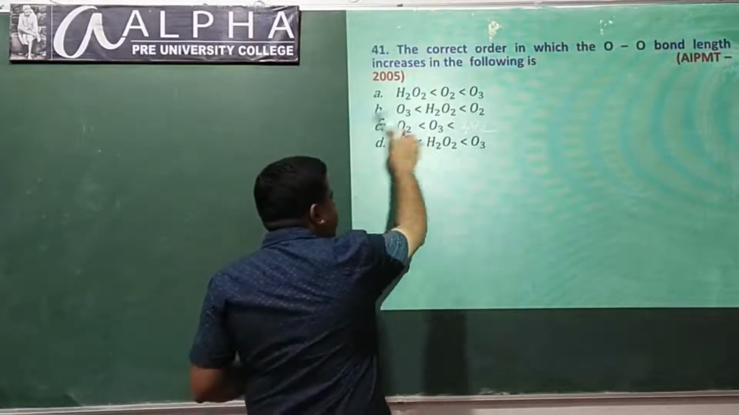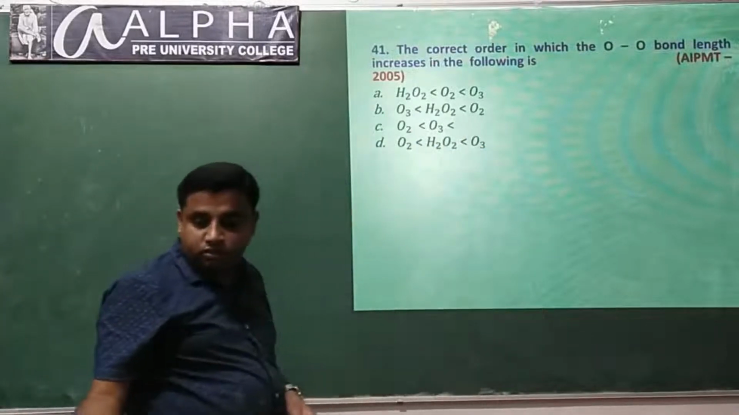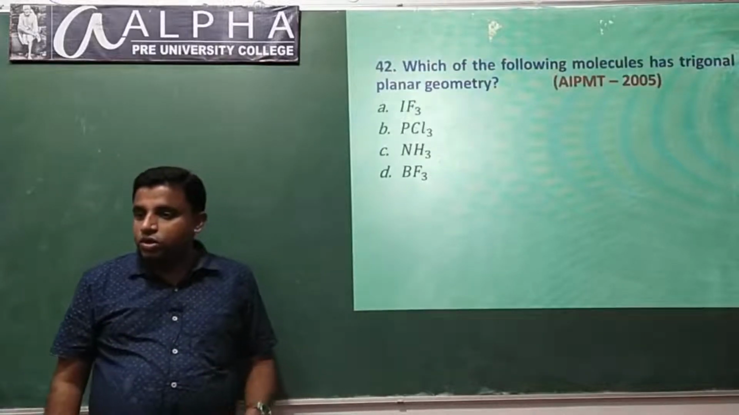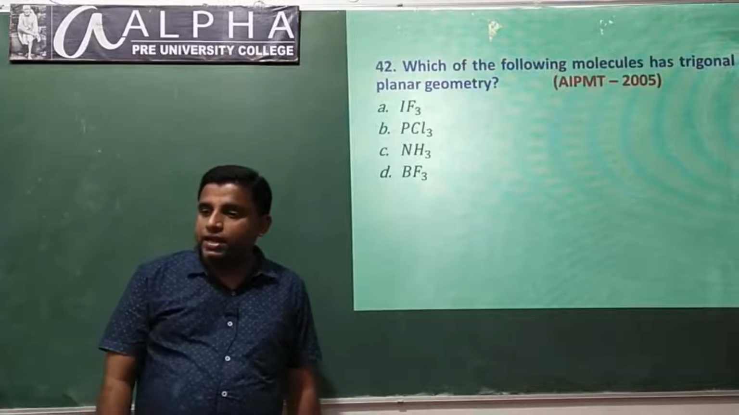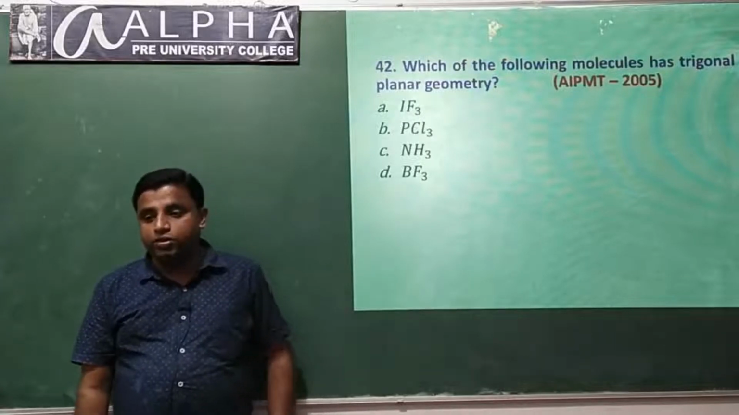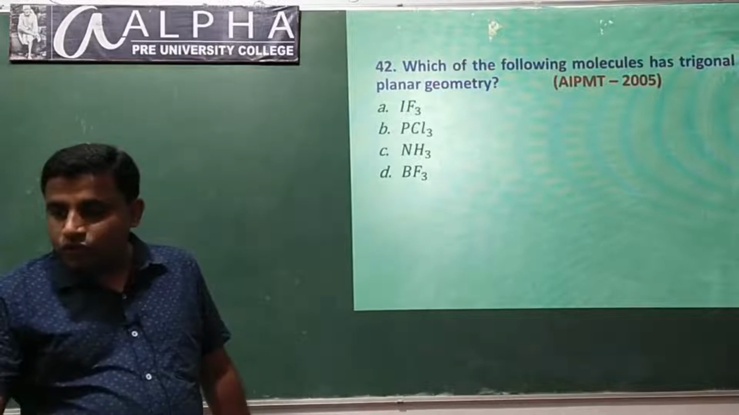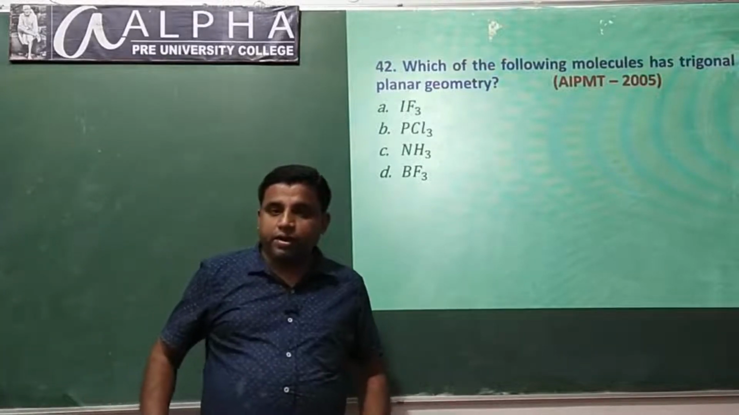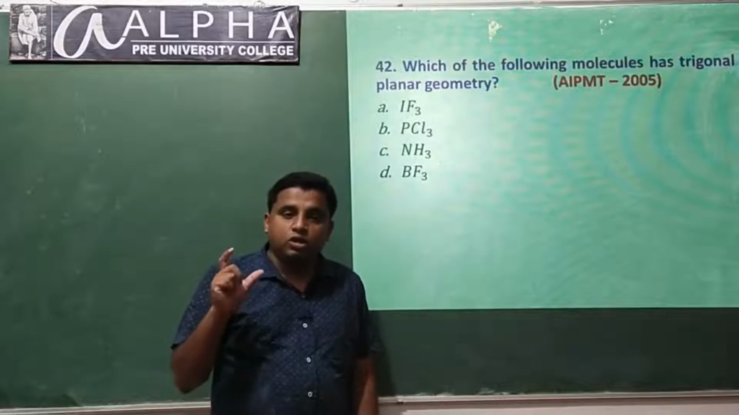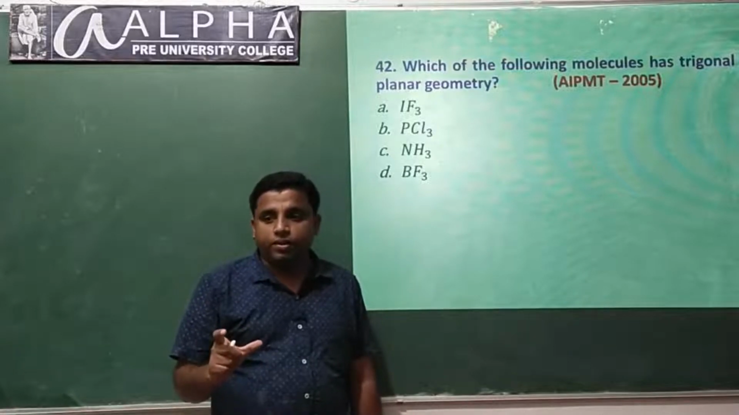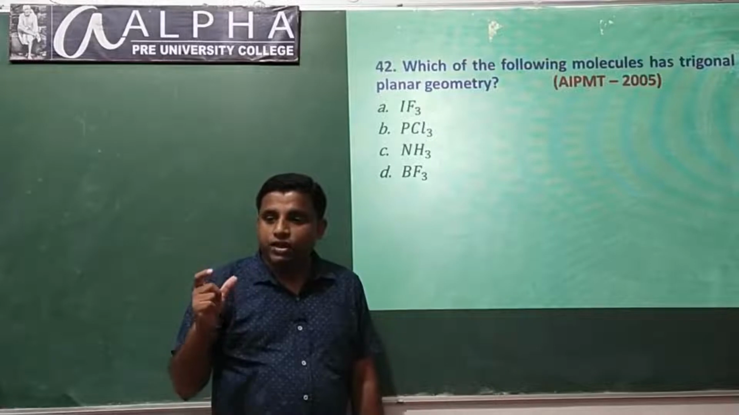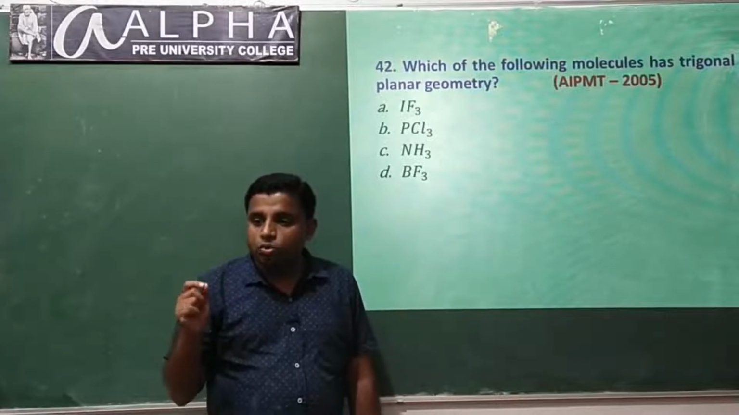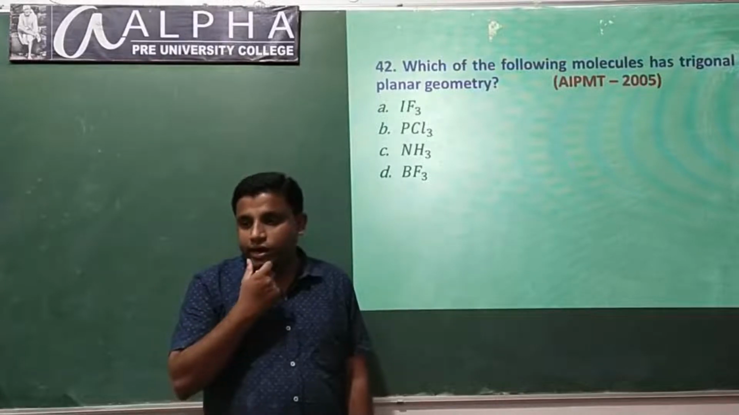Now let us continue with the next question, that is the 42nd question. What is that 42nd question? Which of the following molecules has trigonal planar geometry? Trigonal planar geometry means regular geometry. We have IF3, that is iodine trifluoride, phosphorus trichloride, ammonia, and boron trifluoride.